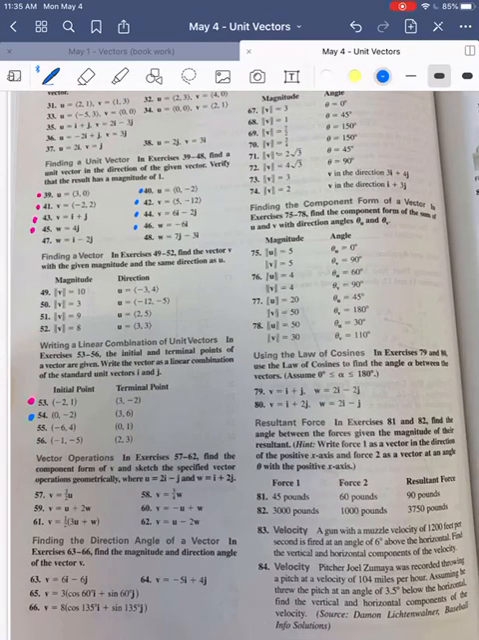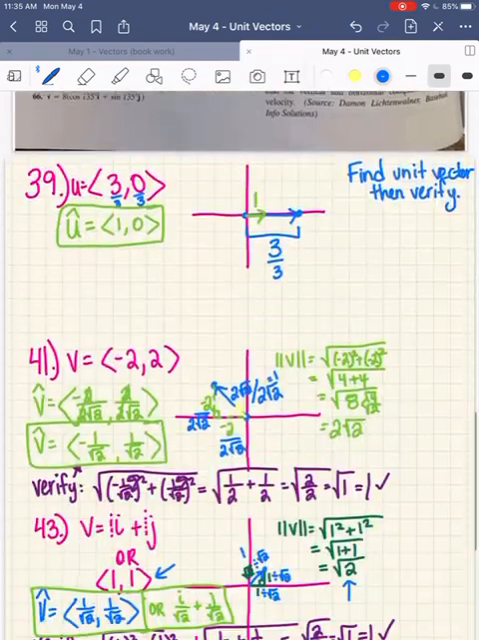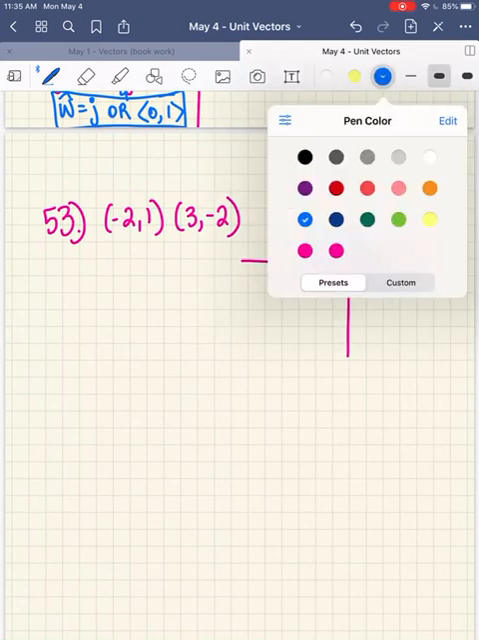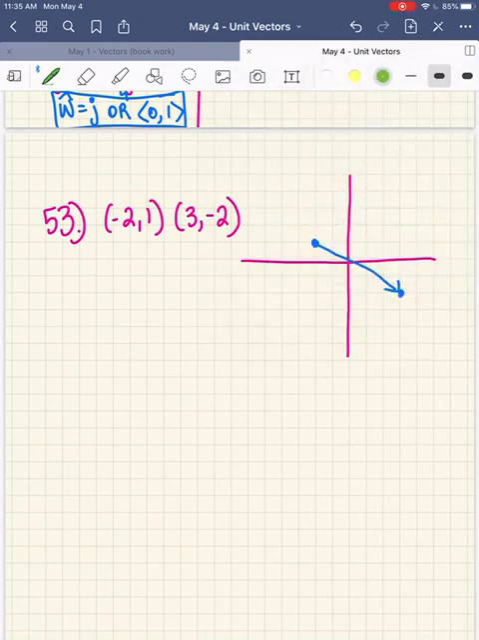It doesn't say find a unit vector. It just says, the initial and terminal points of the vector are given. Write the vector as a linear combination of I and j. So basically it's just asking us to write it in terms of I and j, and that's it. Okay? So I've done this one kind of already, but basically you just want to get it into component form. So 2 ways you can figure out the components. You can do terminal minus initial, so 3 minus -2, and then -2 minus 1. And that would give me 5, -3.